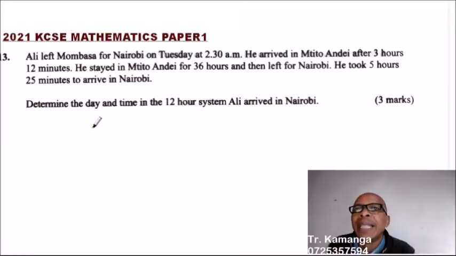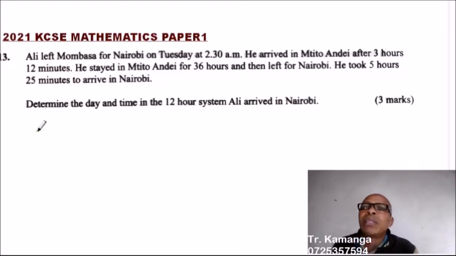Question number 13. Ari left Mombasa for Nairobi on Tuesday at 2:30 a.m. He arrived in Mutito Andei after 3 hours 12 minutes. He stayed in Mutito Andei for 36 hours and then left for Nairobi. It took 5 hours 25 minutes to arrive in Nairobi. Determine the day in the 12-hour system Ari arrived in Nairobi.